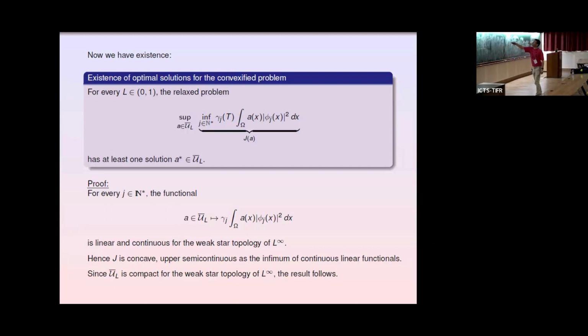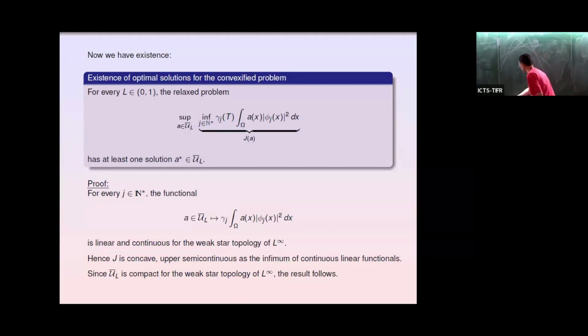Now, what you do, you take the infimum of them. You take an infimum of linear functionals. Of course, what you get is a concave functional, which is, moreover, upper semi-continuous.